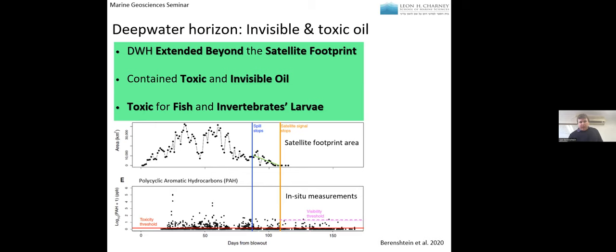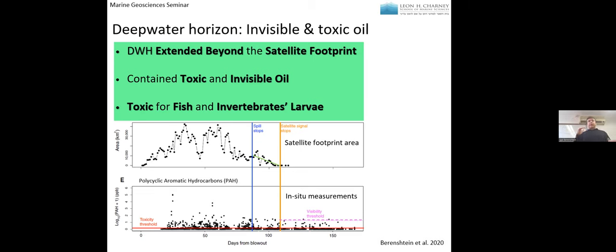And so I used these two thresholds. From the time that the satellite did not identify the oil signal, I took the average of the maximum five samples' concentration, and I treated this concentration as the visibility threshold, meaning that below this concentration at the top layer of the water, the satellites can no longer identify the spill.